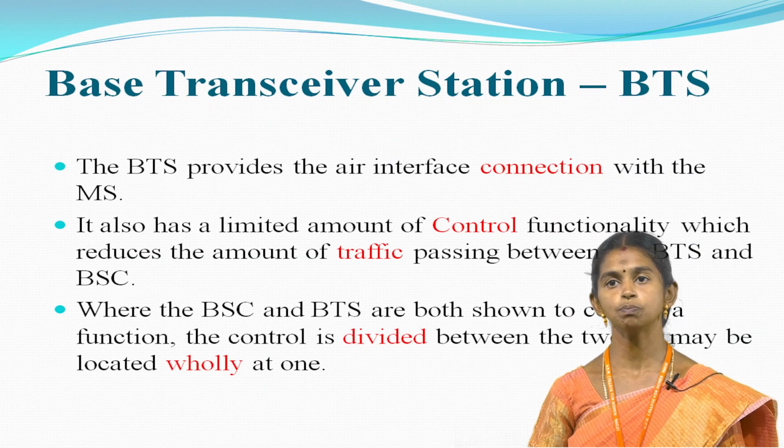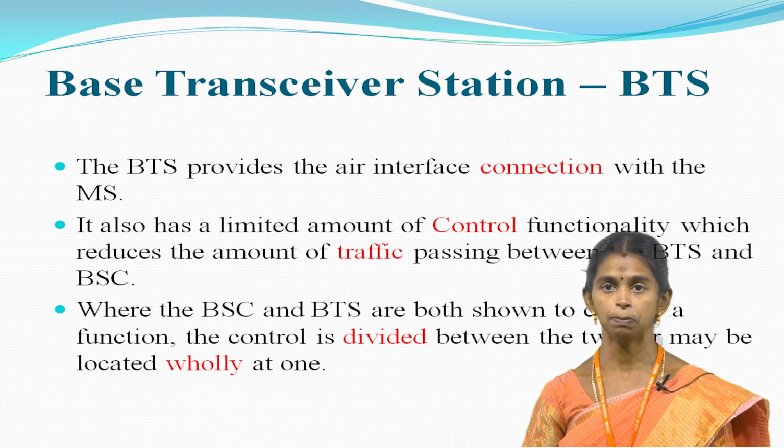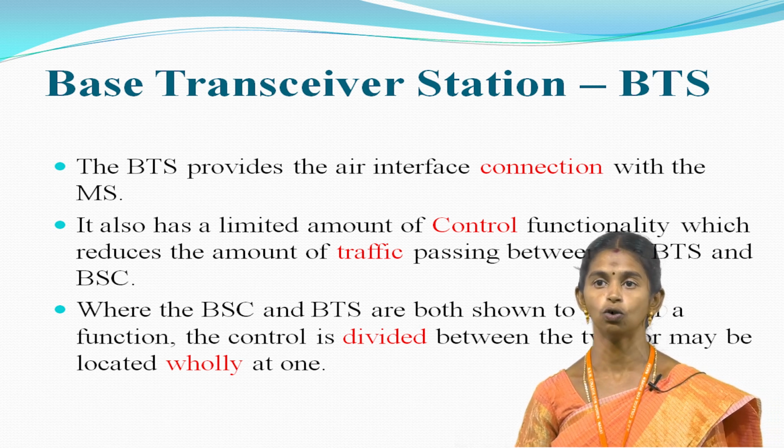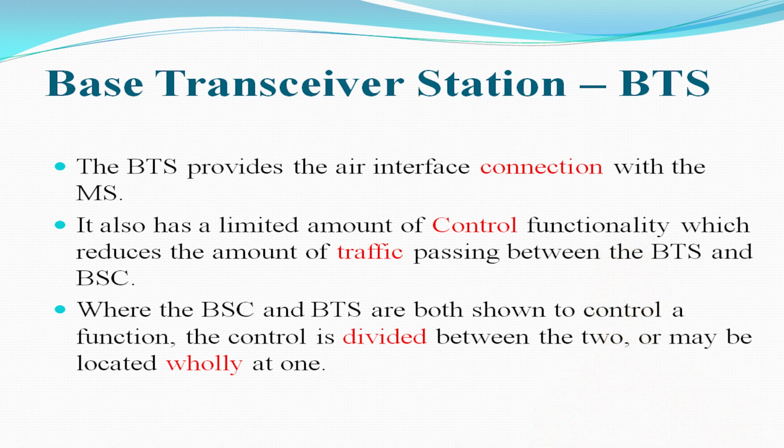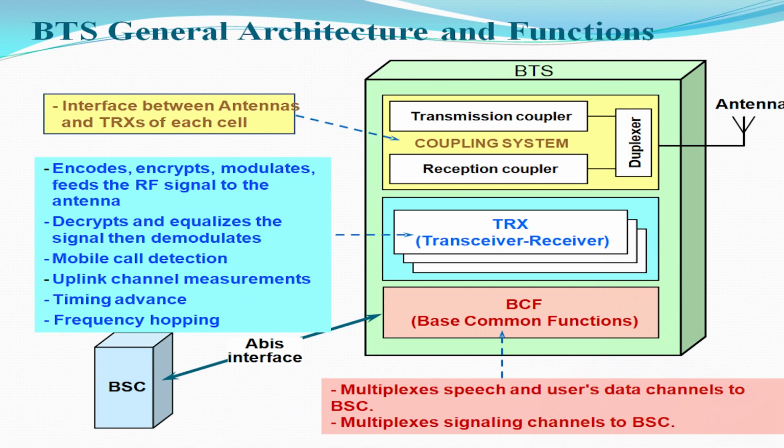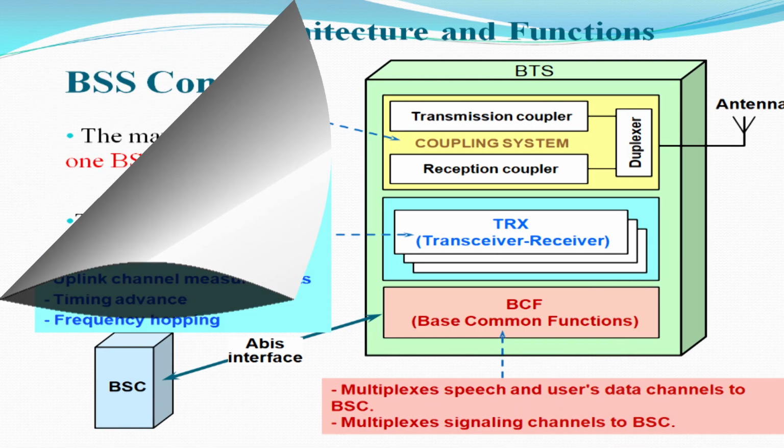BTS. The BTS provides the air interface connection with the MS. It also has a limited amount of control functionality, which reduces the amount of traffic passing between the BTS and the BSC. Where the BSC and BTS are both shown to control a function, the control is divided between the two or may be located wholly at one. The BTS general architecture and function are displayed here.